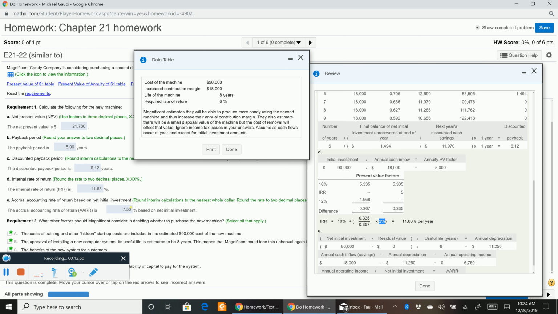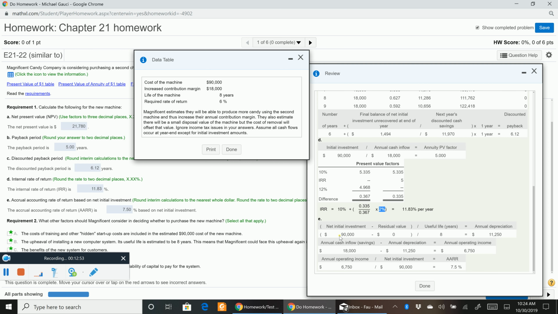And so with the accrual accounting rate of return, we are simply going to figure out first our annual depreciation. So if the investment is $90,000 and we said disposal value or residual value at the end is pretty negligible, pretty much 0. So if we take $90,000 divided by its useful life of 8 years, that works out to annual depreciation of $11,250.